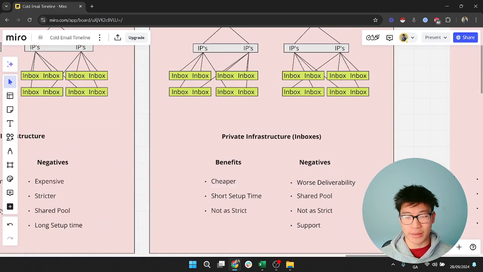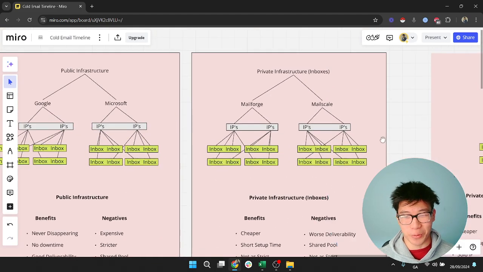And then also support is probably not something that's as good in this realm of things because it's private and it's not a multi-trillion-dollar corporation.